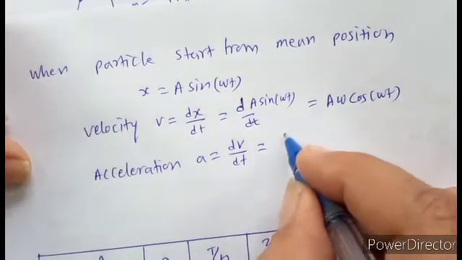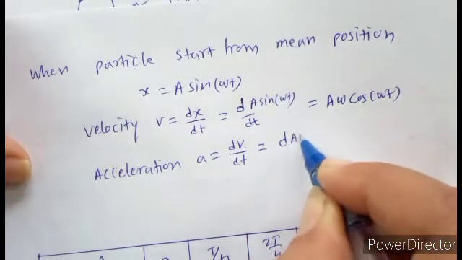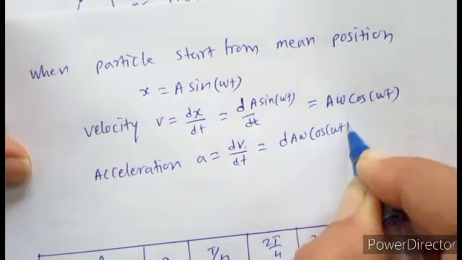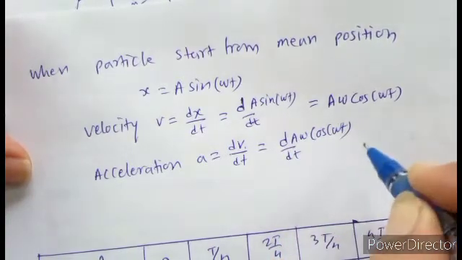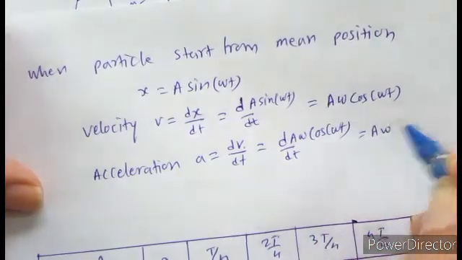Similarly, we calculate the acceleration. Acceleration is nothing but the rate of change of velocity. Substitute the value of velocity, A omega cos of omega t, by dt. A and omega are constants.